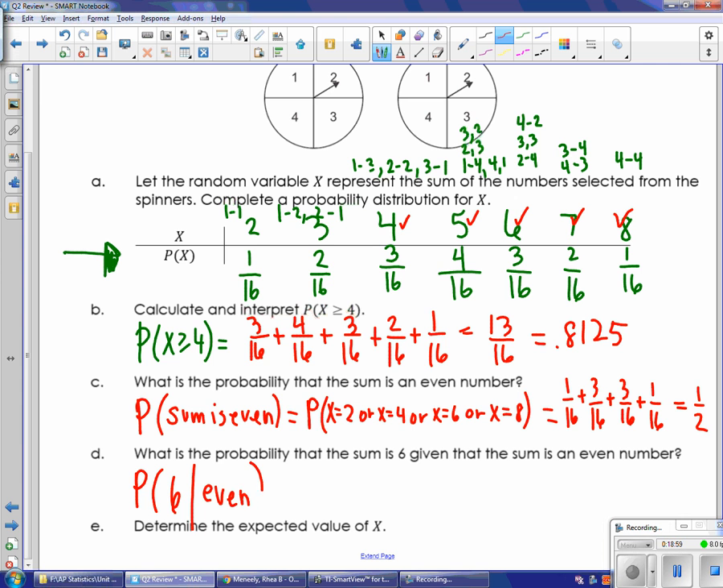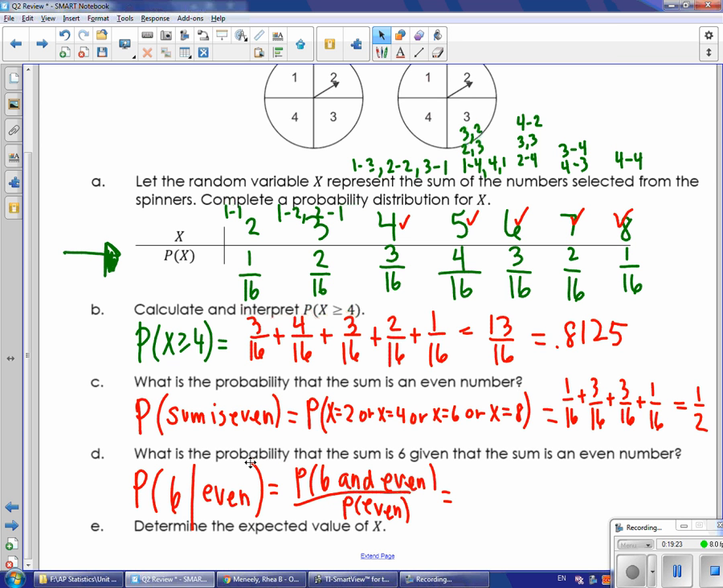Okay, so here's now where we have to use one of our probability rules. If I'm dealing with a conditional probability, I'm going to look at the probability of both 6 and even, and divide by the probability of my given, or condition. For the sum to be both 6 and even, there's really only one outcome that is both, and that would be if I landed on 6, because it has to be both. So the probability on the top is going to be 3/16.